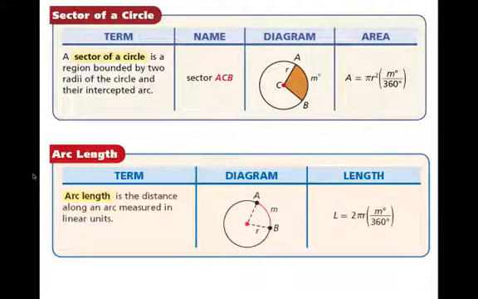Arc length is finding a part of the circumference. The arc length is the distance along an arc measured in linear units. So we have the measure of the arc, which is in degrees, but we can also find the arc length, which, as I said before, is a part of the distance of the circumference. So to find the arc length, we take the circumference and multiply by the fraction of the circle it is. Let's look at an example.